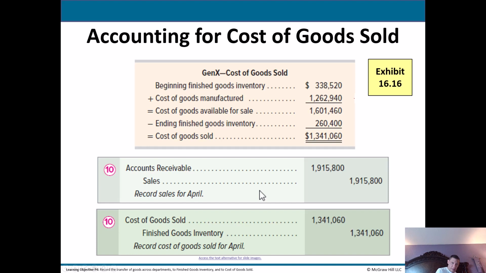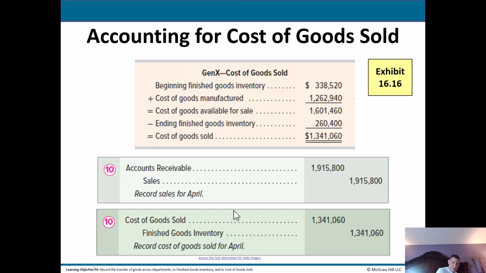So number 10. Here they're recording the sales, and these are obviously credit sales because you can see the debit to accounts receivable. If these were cash sales, the debit would be to cash. So they're debiting, or increasing, the asset account accounts receivable, and crediting, or increasing, the stockholders' equity account sales. So they sold just under $2 million worth of stuff in April. And then, matching with the revenue, they're matching the expense, cost of goods sold, 1.341 million. So they've got a pretty decent margin here between these two.